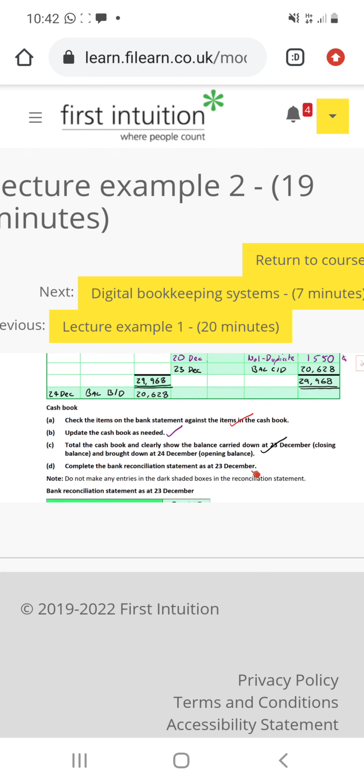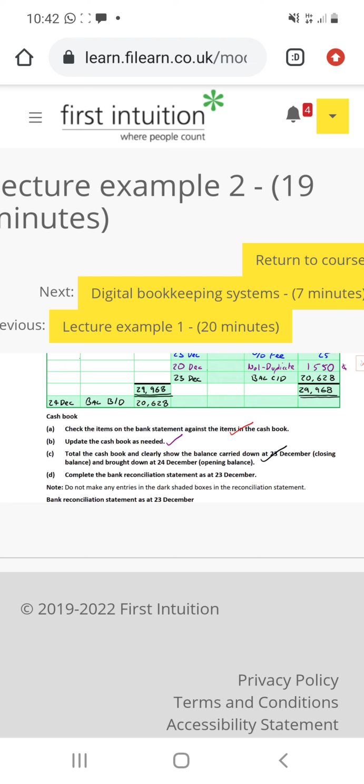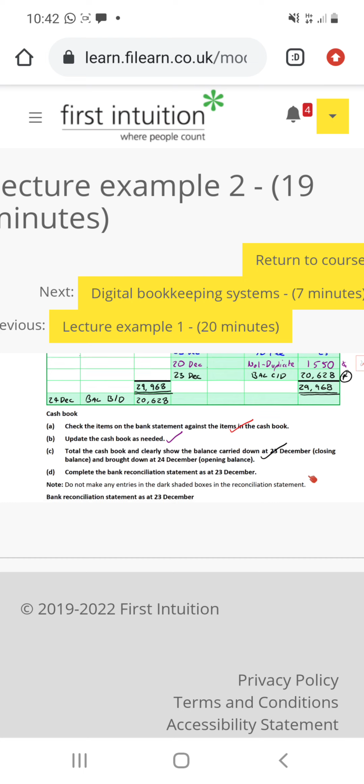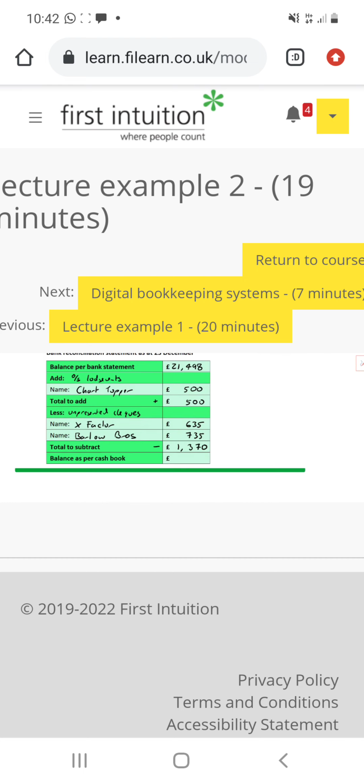This is what we should get from the cash book. So remember, what was our final balance? Well, the figure we needed to balance this all off was the 2628. That's what we're saying was in the account at the end of the period. So our balance per our cash book is 2628.